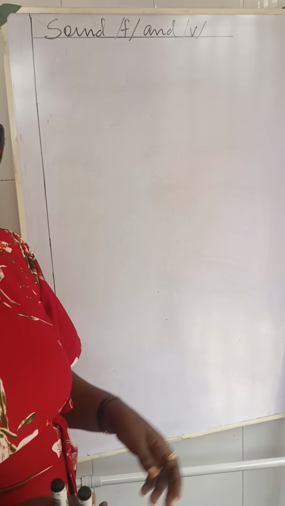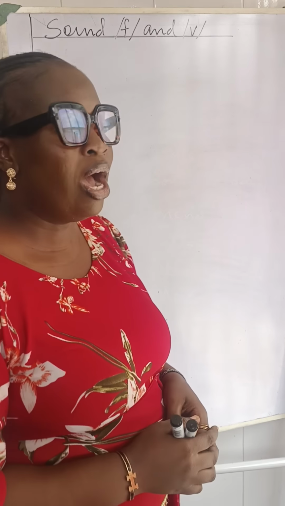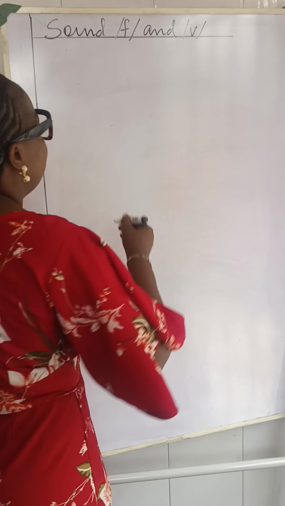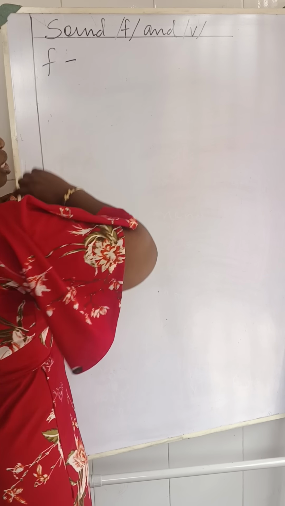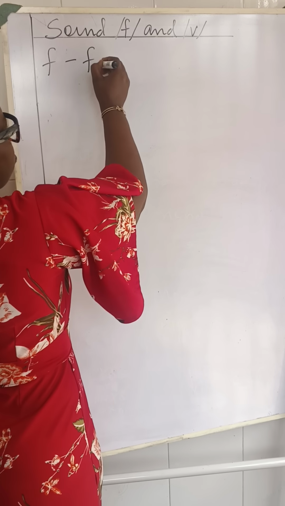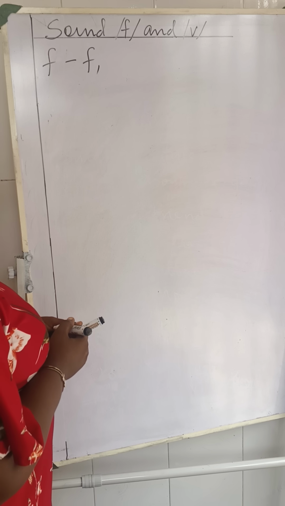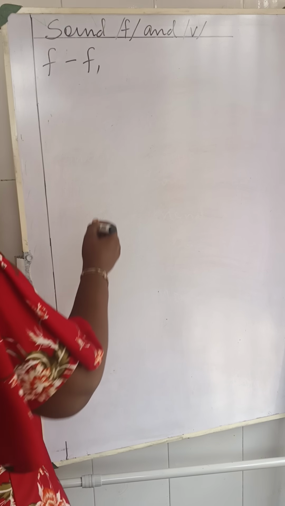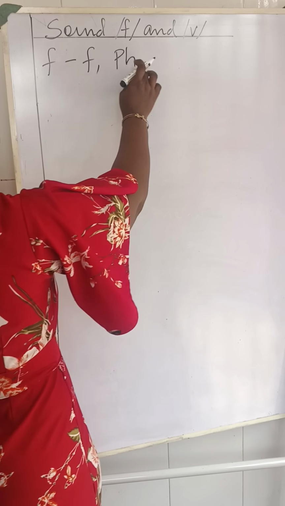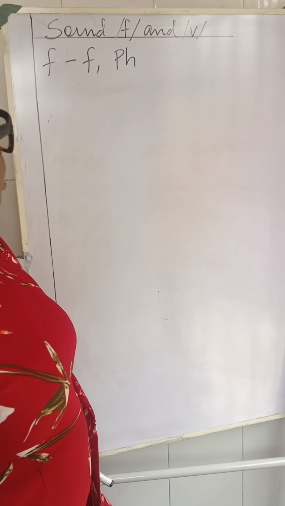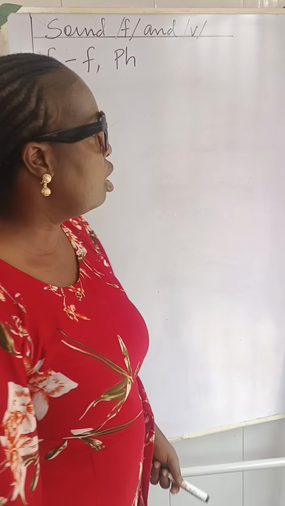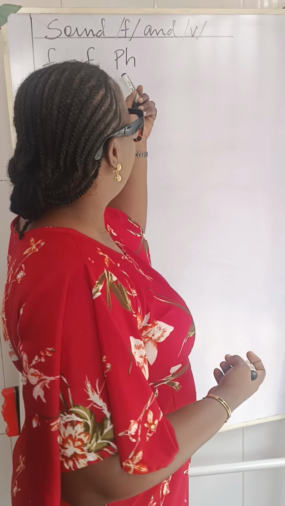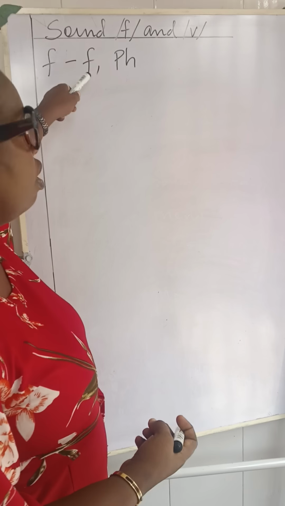Now, how do we locate sound in words? We have some examples. This can be seen with words that have F. I'll give you examples. We can see it with words that have PH, like photograph, phone. The spelling is PH, but it sounds like f.